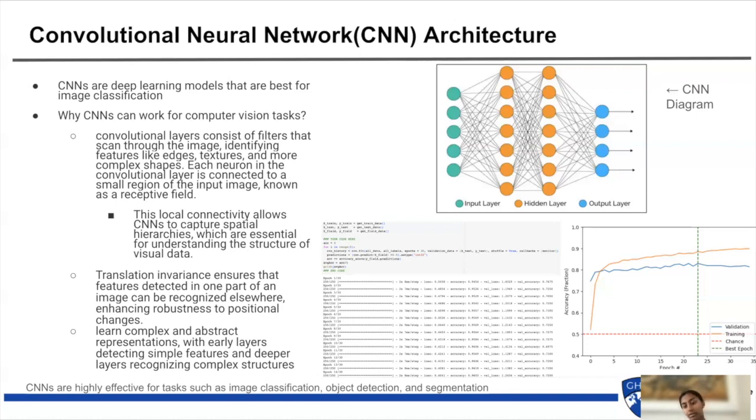On the right is a graph of my model running. So you can see on the training data set, the orange line, it grows in accuracy the more I train it, the more epochs or cycles it goes through.